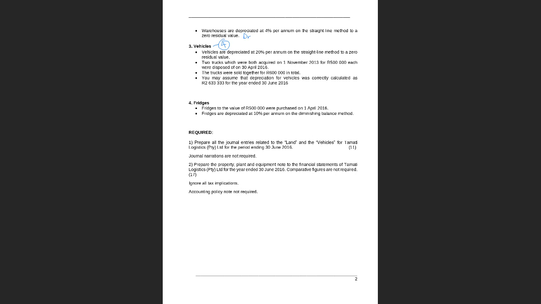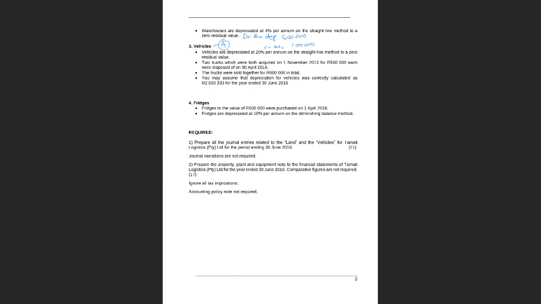So you're going to debit your accumulated depreciation. Okay, because remember, we are taking out the asset from our books, so we're taking out the accumulated depreciation as well. We're going to take it out at the total accumulated depreciation, and we calculated that to be 500,000. Okay, then we're going to credit our asset, our trucks, and that would be at the cost price of 1 million.